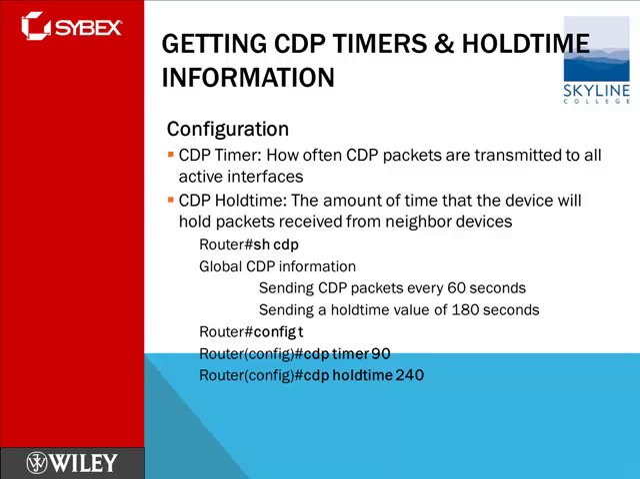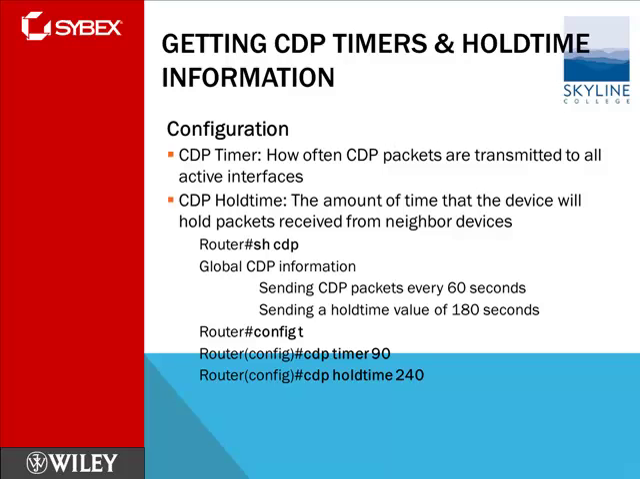CDP timers: how often the packets are transmitted to all the active interfaces. You can change these, and the hold time. It shows these down here at the bottom. The hold time is how long it'll keep that information in memory. The CDP default is to broadcast every 60 seconds, and the hold time is 180 seconds. You're going to find 3 times the timer time is a theme that goes through Cisco products. Hold time is 3 times whatever the default broadcast time is.